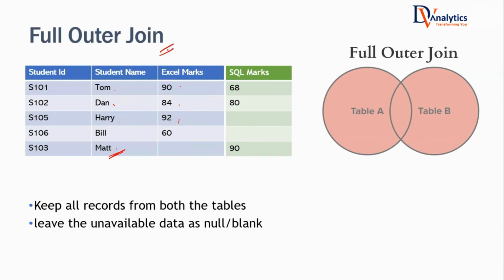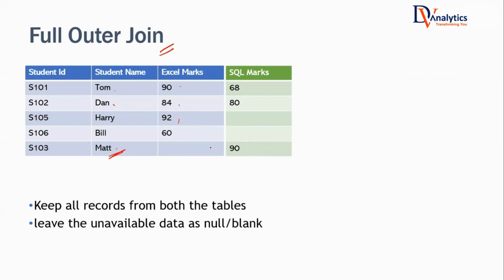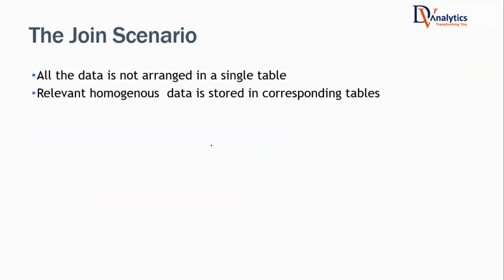Full outer join means it is left as well as right. Left outer join, everything from the left hand side table as well as everything from the right hand side table. That is known as full outer join. Everything from left hand side as well as right hand side table. These are known as joins. Let us look at this further.